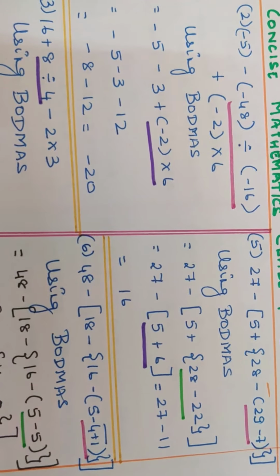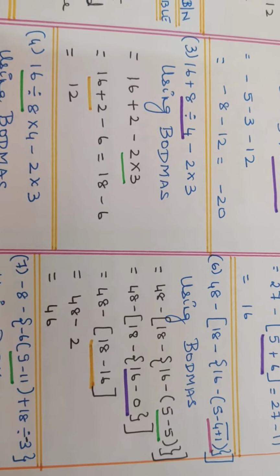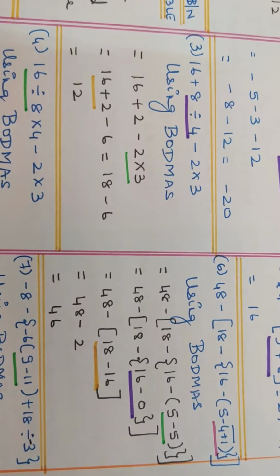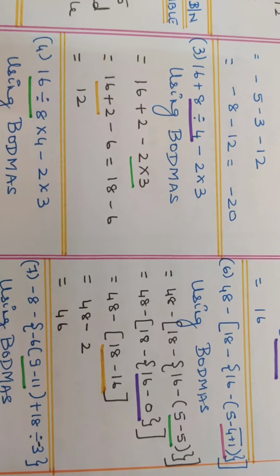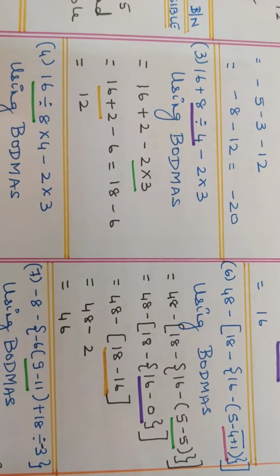Now the sixth sum, 48 minus of 18 minus 16 minus 5 minus 4 plus 1. Again, the brackets that you need to follow are vinculum, simple, curly bracket and the square bracket. Therefore the expression becomes 48 minus 18 minus 16 minus 5 minus 5. Therefore it becomes 48 minus 18 minus 16 minus 0. The expression becomes 48 minus 18 minus 16 and now it becomes 48 minus 2, and the final answer results to 46.